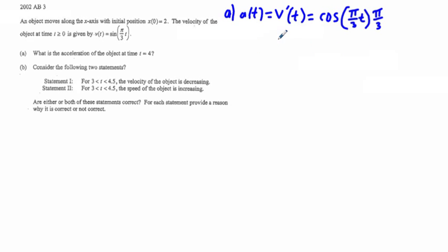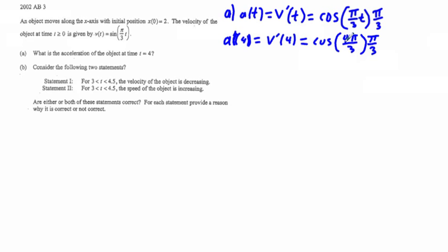So we're going to now put in 2 for that. I mean, not 2, 4. At t equals 4. So we'll say a of 4 is equal to v prime of 4, which equals cosine of, now t is 4, so we're going to have cosine of 4 pi over 3 times pi over 3.